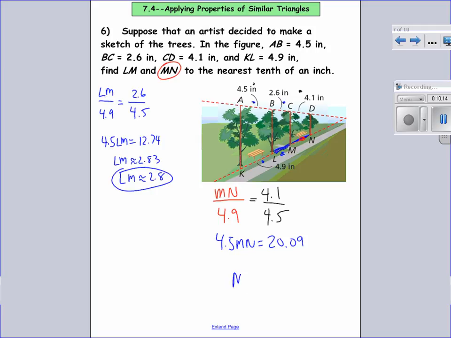And when I divide that out, I get MN is 4.46, and to the nearest tenth, that's 4.5. Does that make sense? When you just look at those ratios, 4.5 to 4.9, about the same as 4.1 to 4.5. Yes, that works. All right.